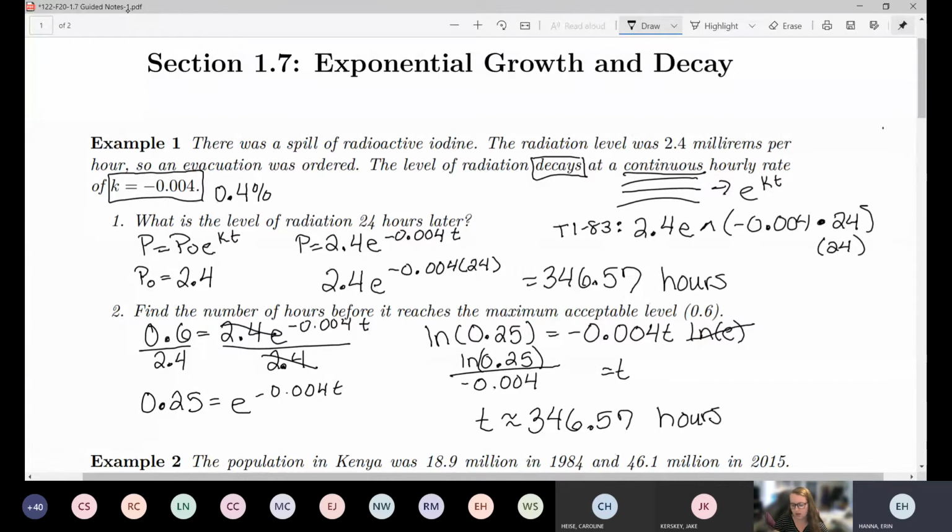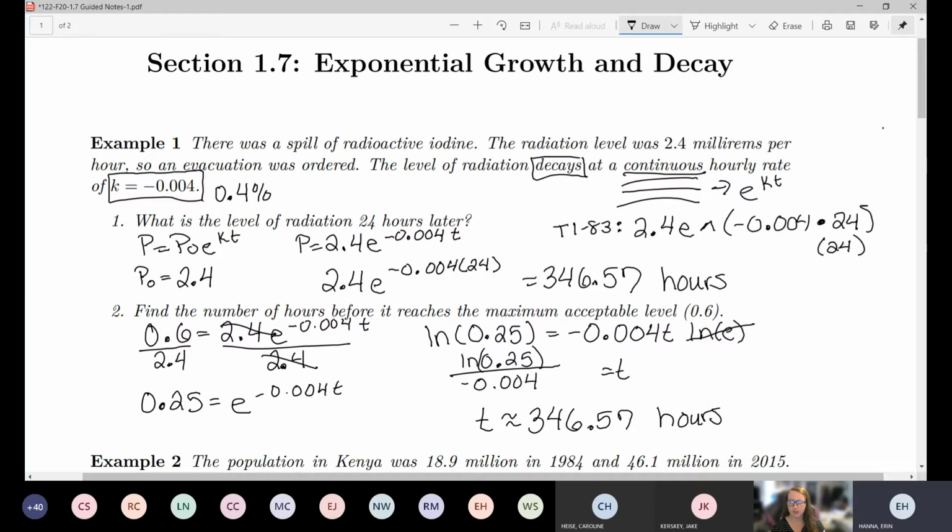Which gives us that t is approximately equal to 346.57 hours. And I often get the question, where the heck did the negative go? Natural log of 0.25 is a negative number. So we technically have a negative divided by a negative. You just don't see the one negative because it's written as natural log of 0.25. Questions, concerns on that example?